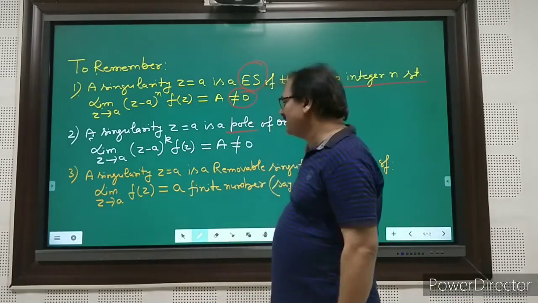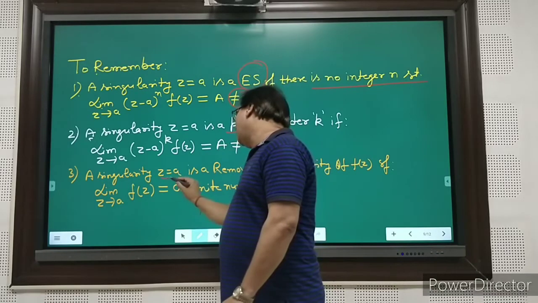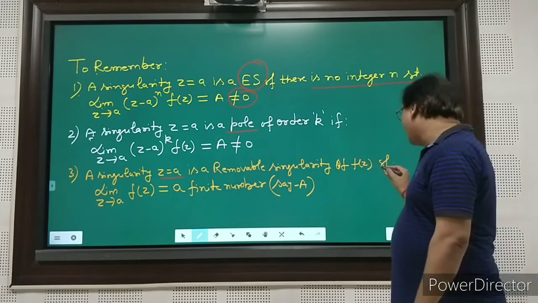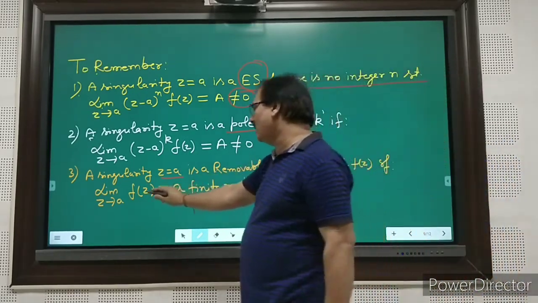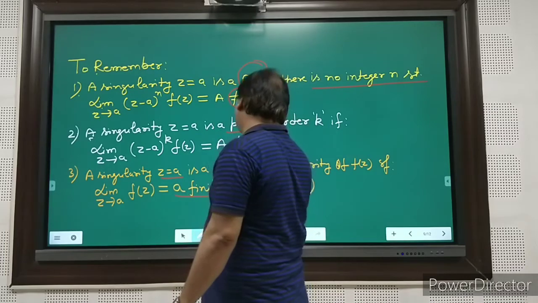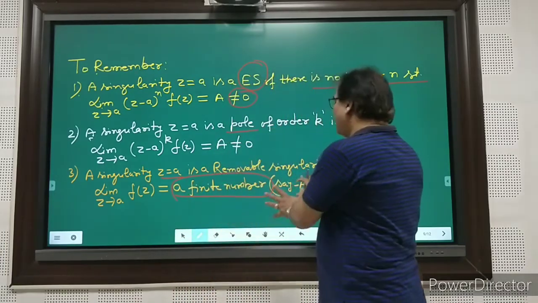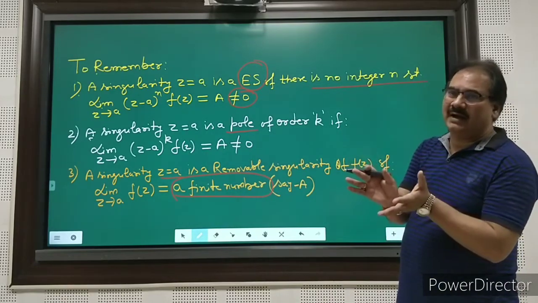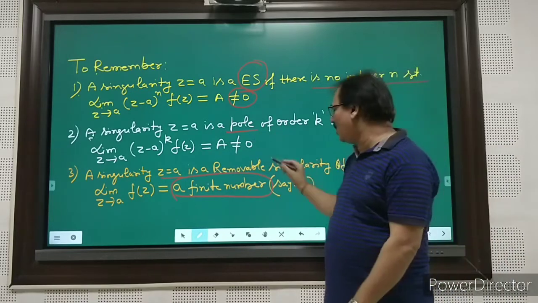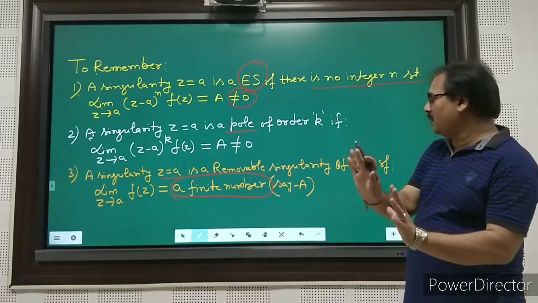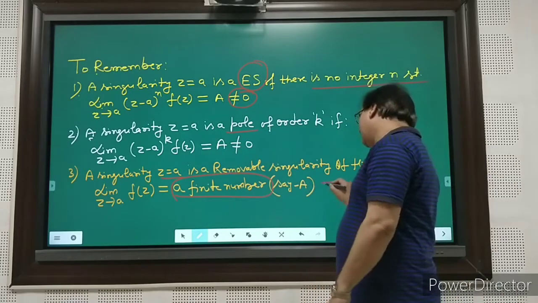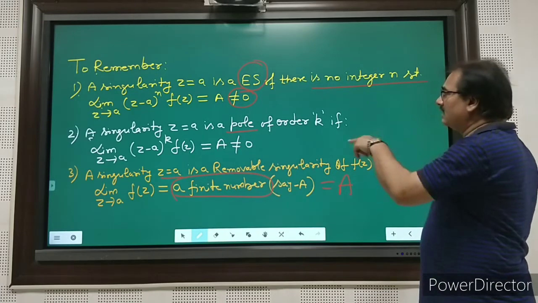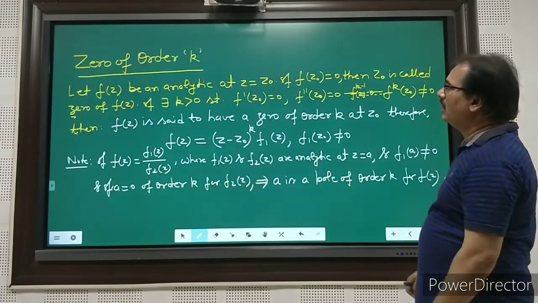And now the third inference: a singularity z is equal to a is a removable singularity of f(z) if limit z tends to a, f(z) is equal to a finite number, say A. So that should be a finite number. The non-zero condition is not necessary here. It is only a finite number, say that number is A. So these are the three important cases you have to remember.